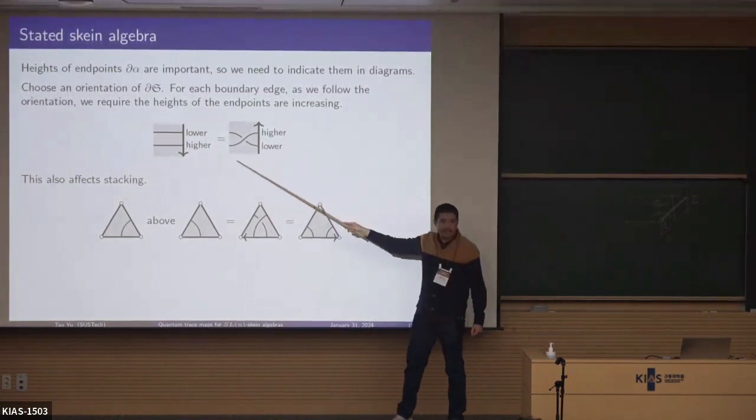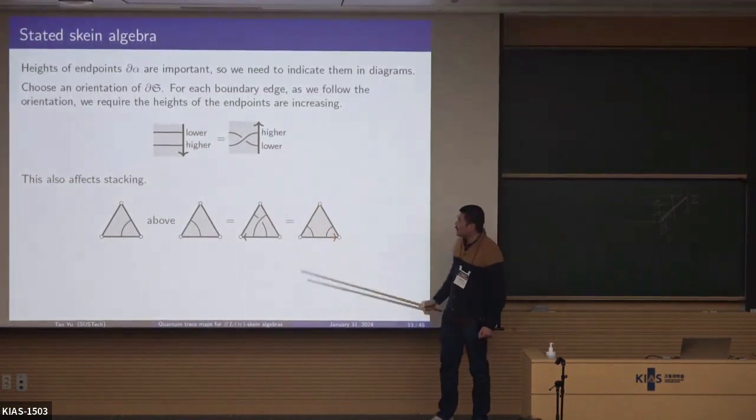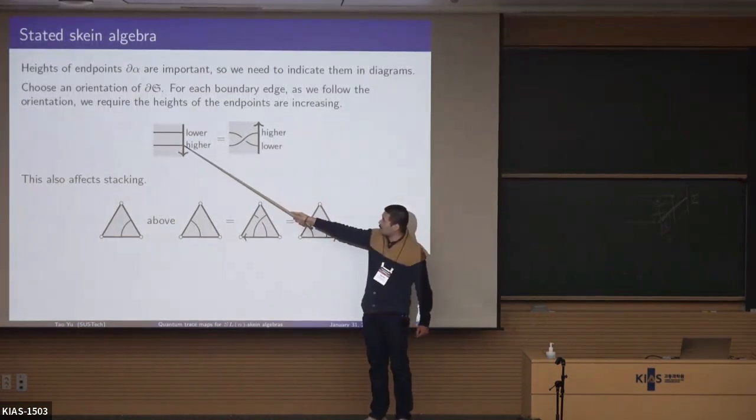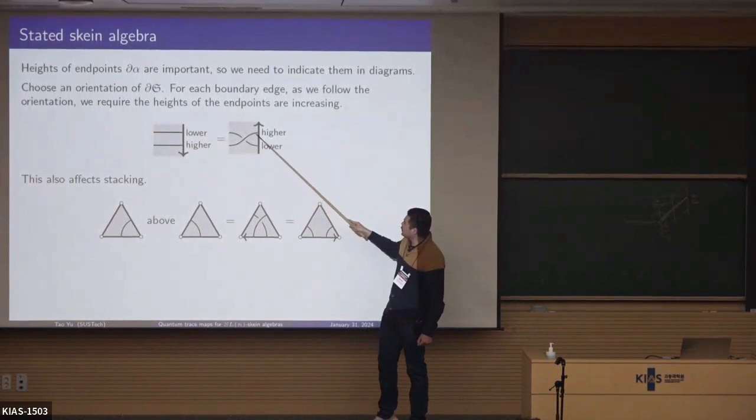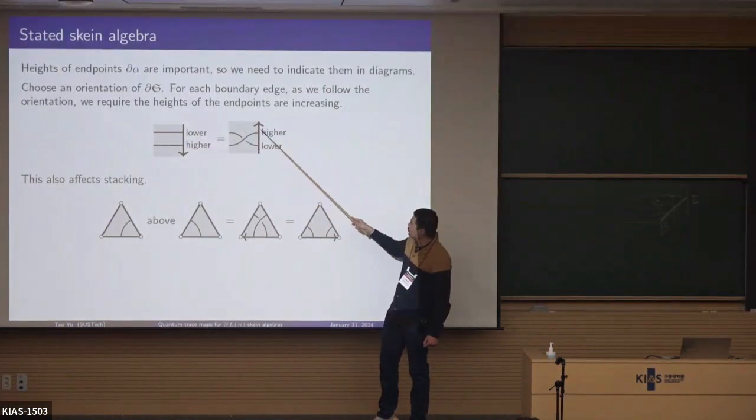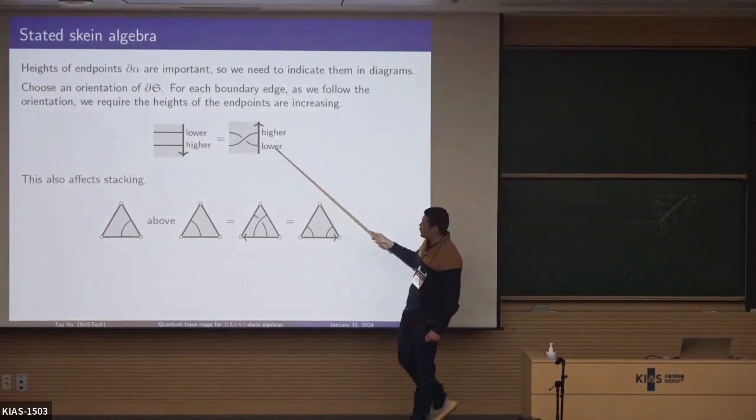So for example, this is actually an isotopy of tangles, where if you take this higher endpoint and move it across the lower endpoint, in addition to switching the order of these and reversing the direction of the arrow, you also create a crossing, and this strand is over that strand because this is higher.